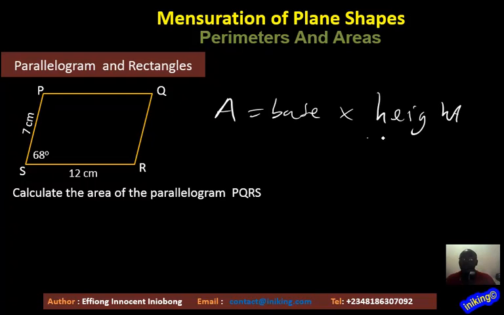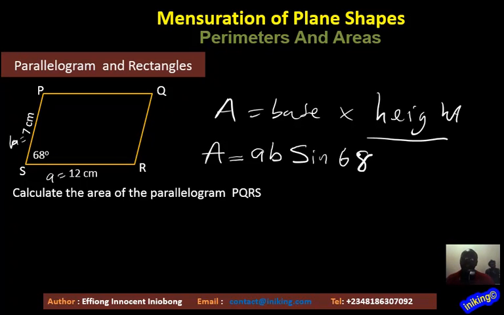Unfortunately, we can't find the height. Rather, we have been given the two adjacent sides and the included angle, 68 in this case. And we remember that when the two sides are given, you call this A, whatever you like. Sorry, let's call that B, and you call this your A, and the angle in between is given. Remember, we said then that the area will be the product of the two adjacent sides times the sine of the included angle, which is sine 68.